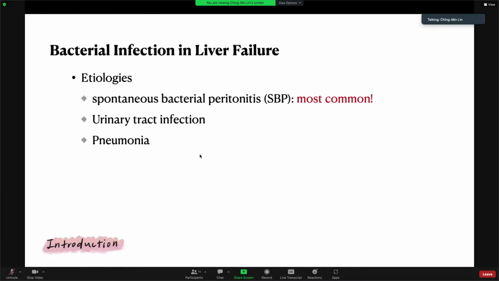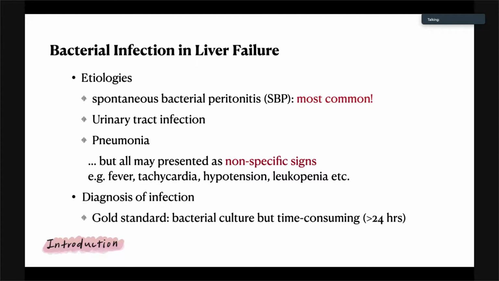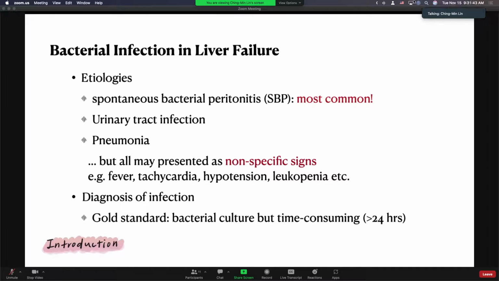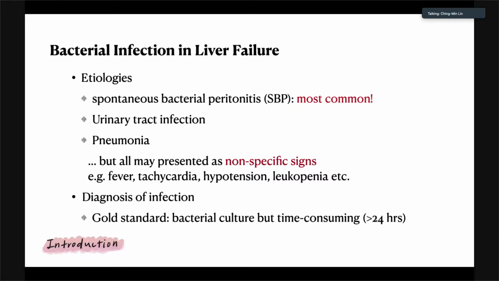The most common one is spontaneous bacterial peritonitis, the SBP. But all of these infections may present with non-specific signs, which makes it difficult to diagnose these patients at the very first phase of the disease. Also, for the diagnosis of infection, the gold standard is still bacterial culture, but it's time-consuming. It takes at least 24 hours for a blood culture to give its results.